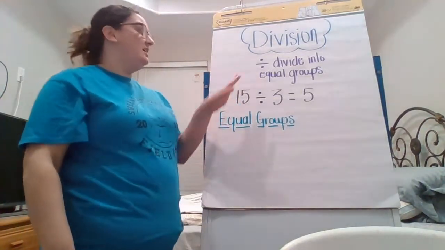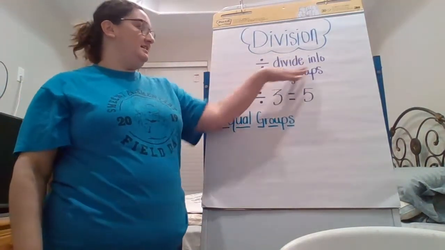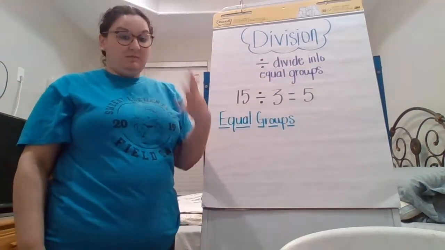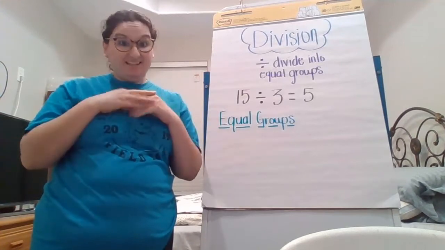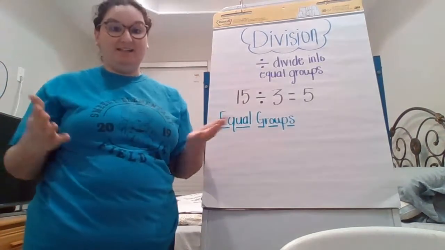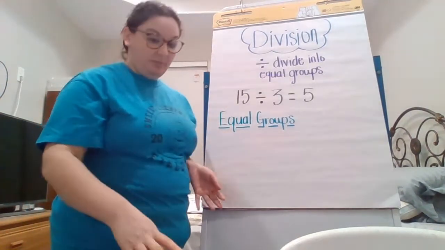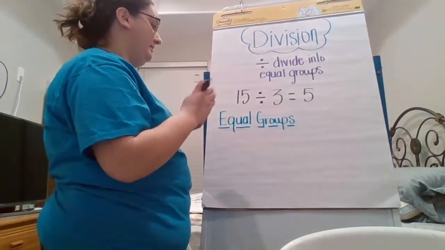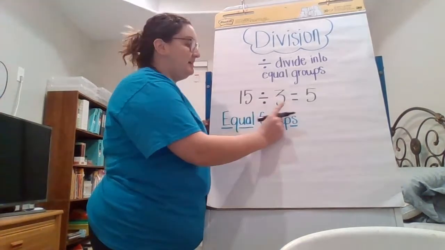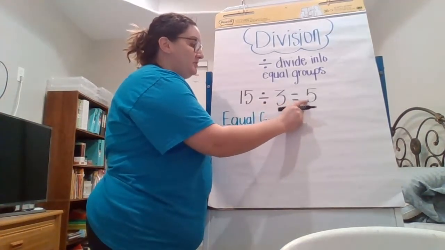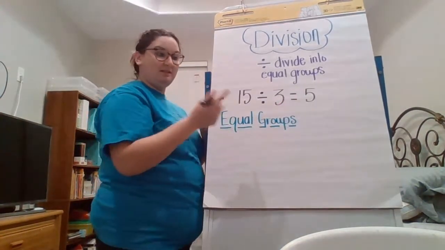So what is division? Division is where we divide into equal groups. Multiplication is where we were combining equal groups. Here we're dividing into equal groups. So when we see a problem that is 15 divided by 3 equals 5, let's talk about what these numbers are.